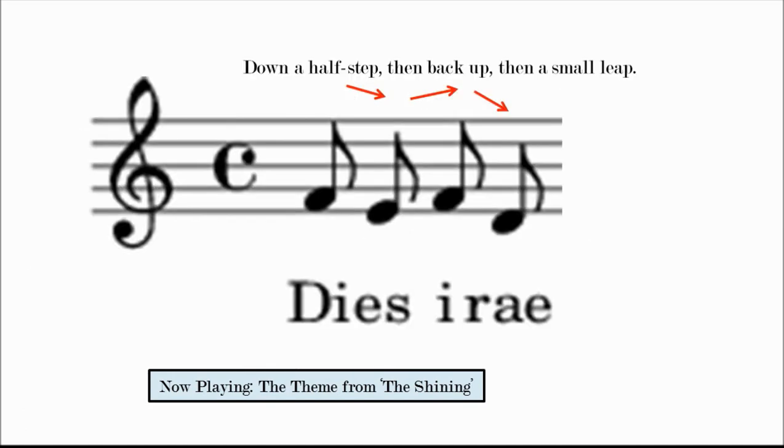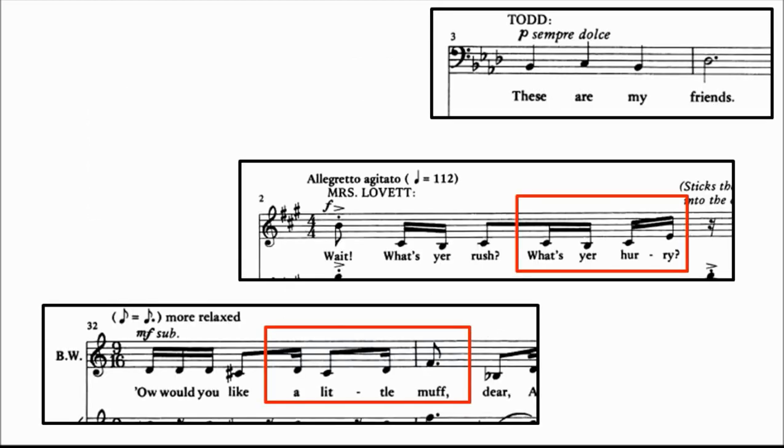First, there is a back and forth motion of just one step, and then a large leap to another note. Sondheim uses variations on that. In all of these examples, it is an inverse of that four-note motif. The last note, instead of going down, it goes up.